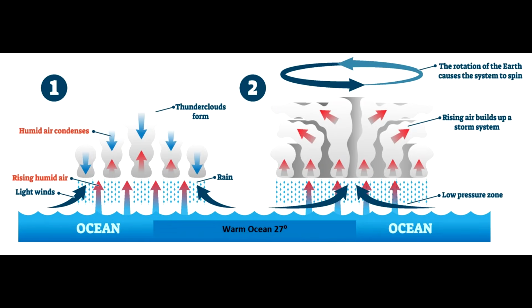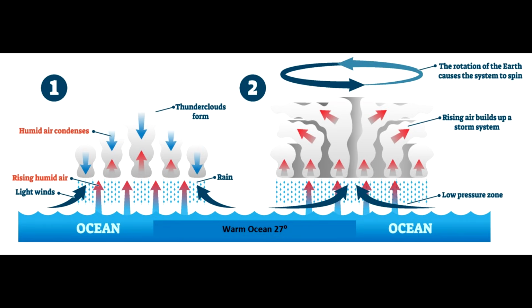To start with, we've got the sea temperature of above 27 degrees. Again, we need those warm oceans to provide the energy for our tropical storms. So that warm, moist air rises. Then we've got the Coriolis effect, which is the rotation of the Earth, and this causes air to spin upwards. This condenses to form clouds.